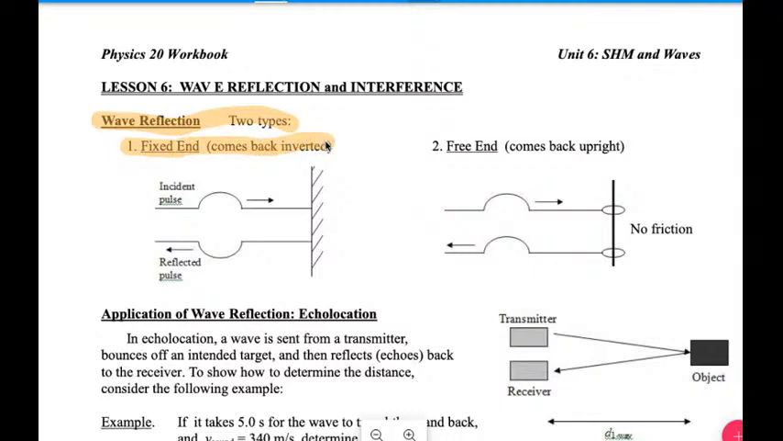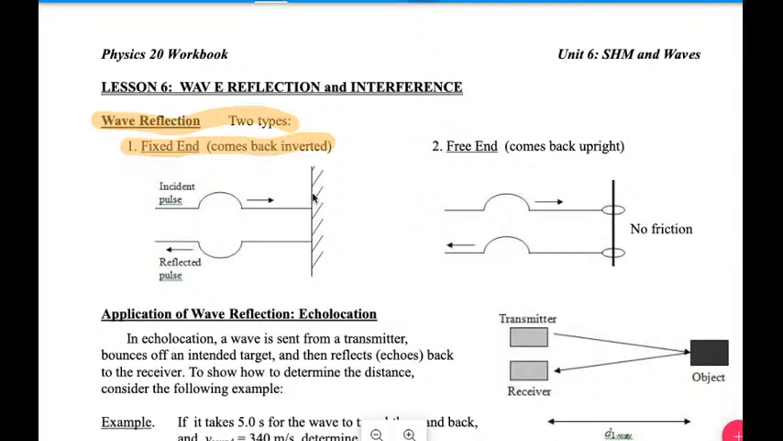So first one, we have a fixed end. So let's imagine this is a slinky and it's fixed at one end, maybe to the wall. As I send my incident pulse through my slinky, the slinky is going to physically move up, and this wave is going to travel through, like you can see in that last YouTube video I posted, and it's going to hit the wall, right? And at the fixed end, there won't be any possibility of the slinky moving up or down. So the wave can't continue through the wall, right?